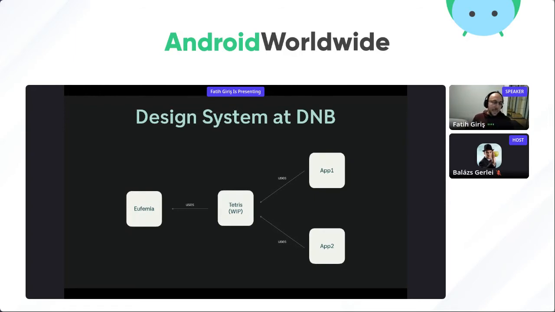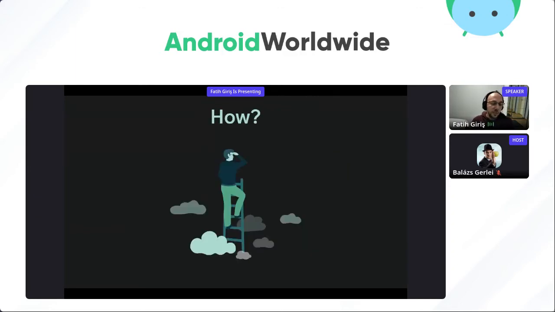But then when it comes to Compose, now, as you can see, we have a core theming library called euphemia, and we also have another library called tetris, which somehow we need to create with Compose. And then we also have the apps, right? Every app we have in DMB, we need to also migrate those apps to Compose. So, but how are we going to deal with all this stuff? How the hell are we going to migrate all this stuff to Compose?